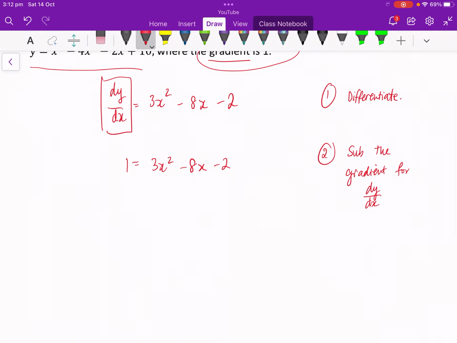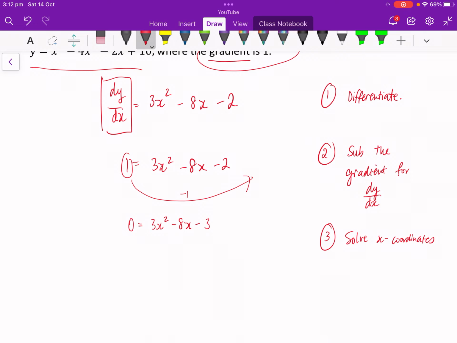My next part is I'm going to now solve for x. So I'm going to find the x coordinates. You're going to solve for the x coordinate, and then we can find the y coordinate. So let's bring this over here because I'm going to use the null factor law. So I'm going to rewrite this: 3x squared, take 8x, take 2, and then this is subtracting 1, so subtracting 3 in total. Now let's try and write this in root form or factorize it.